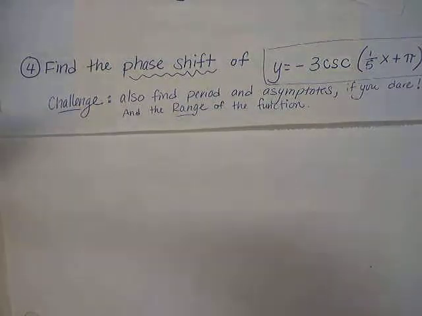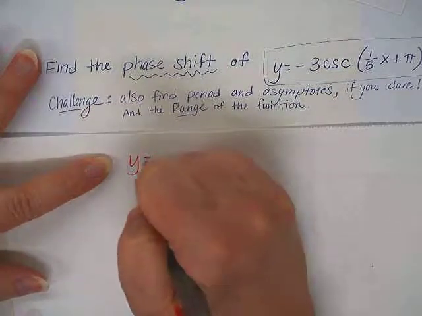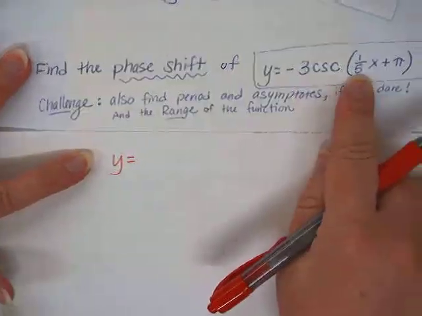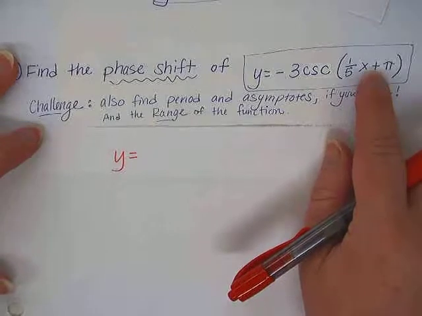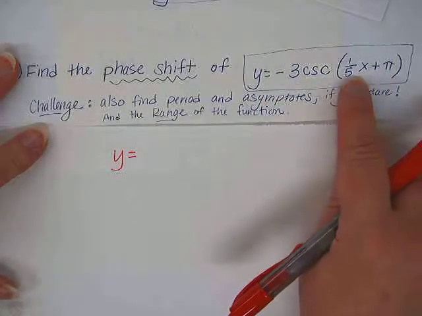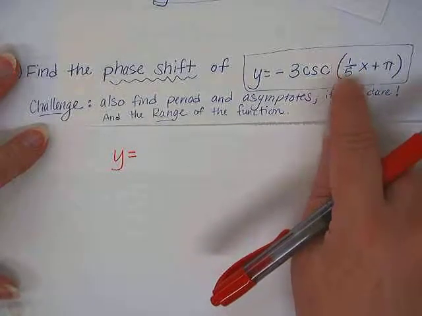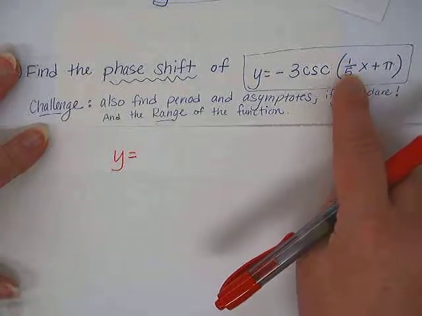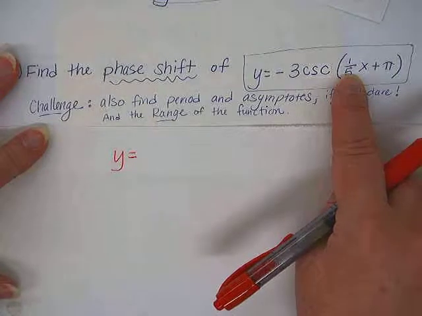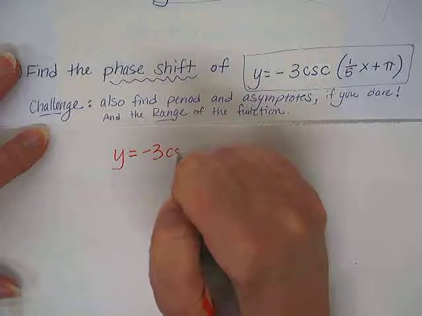In this next problem, we are finding the phase shift. So our problem is y equals negative 3 cosecant of (1/5 x plus pi). The first thing you need to do to figure out the phase shift is to factor out the number that tells you the number of repeats. So 1/5 tells us that there's 1/5 of a graph in 2 pi, right? So I'm going to factor that number out.